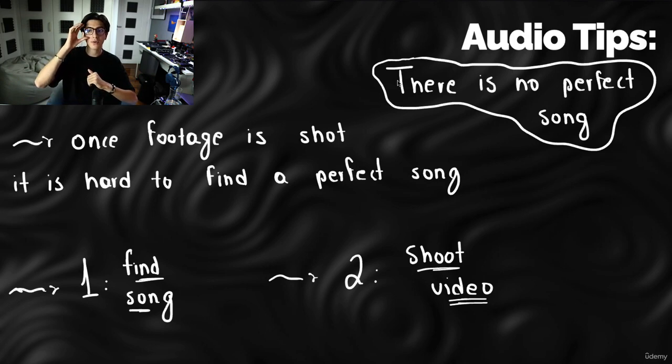So the first tip that I have to give you is that there is no perfect song for your video. We discussed this earlier in this lesson, but once footage is shot, it is very hard for you to find the perfect song. This is called decision fatigue, and when you have millions of different options of songs to match with your video, you just end up being fatigued and you don't know which one to use. So please, step 1 is to find the song, and step 2 is to shoot a video based on the tone and the vibe that this song delivers.